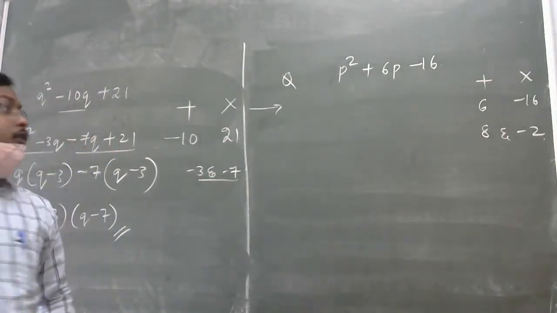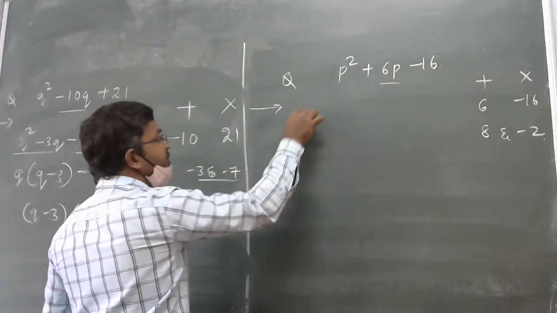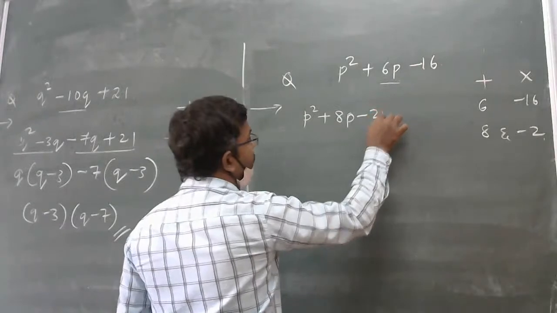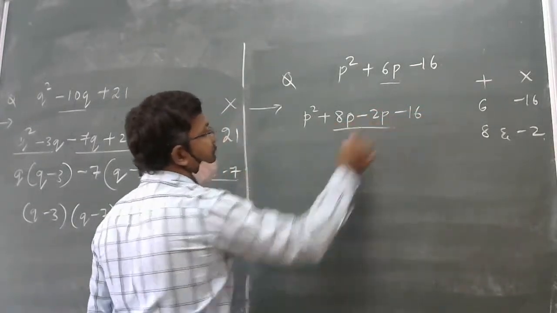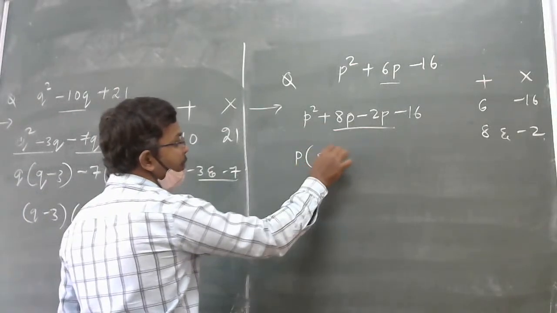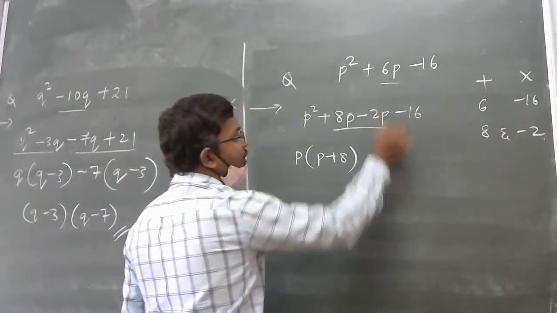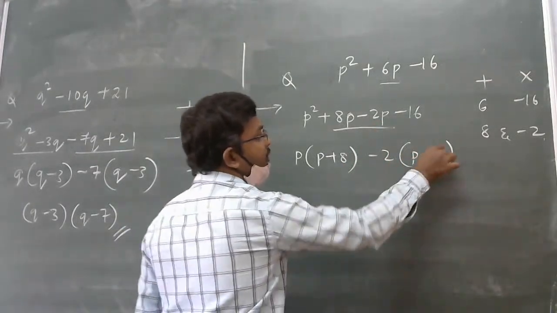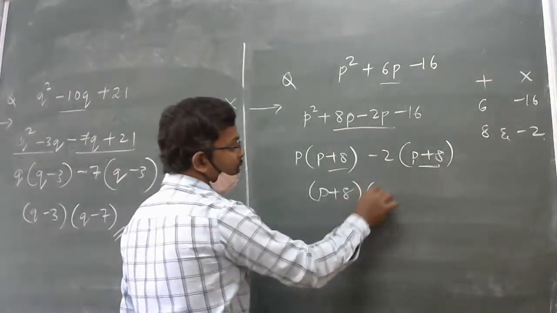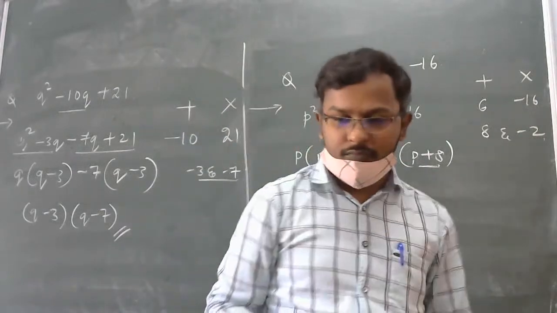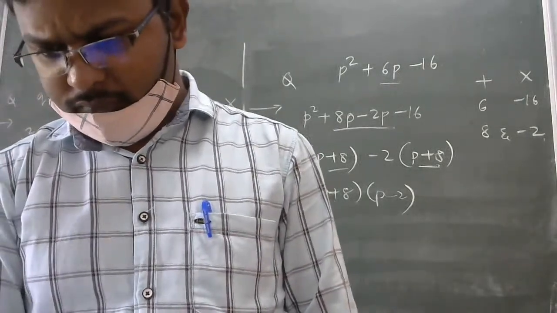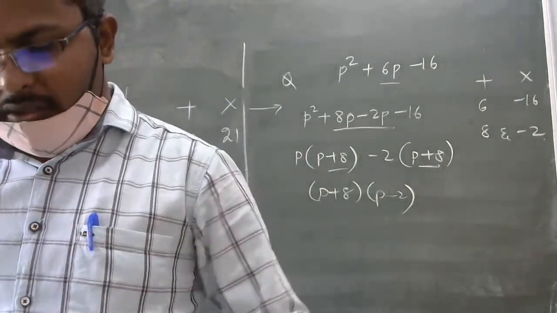So now you split this middle term: p square plus 8p minus 2p minus 16. So 8p minus 2p gives plus 6p. From here p is common, and p plus 8 is common. So p plus 8, p plus 8 are common: p plus 8 into p minus 2. So next one you are having division.